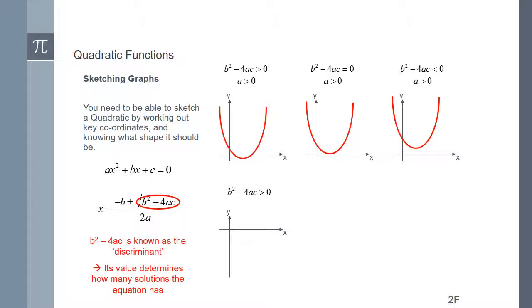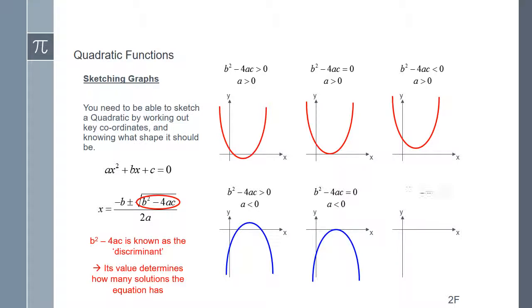If b squared minus 4ac is bigger than 0 and a is less than 0, then we have an N-shaped quadratic that crosses the x-axis, so there are two roots. There's a bit above and a bit below the x-axis. If b squared minus 4ac is equal to 0 and a is less than 0, then it's an N-shaped quadratic that touches the x-axis once and once only. And if b squared minus 4ac is less than 0 and a is less than 0, it's an N-shaped quadratic that does not cross the x-axis at all, nor touch it. There are no roots to that equation.